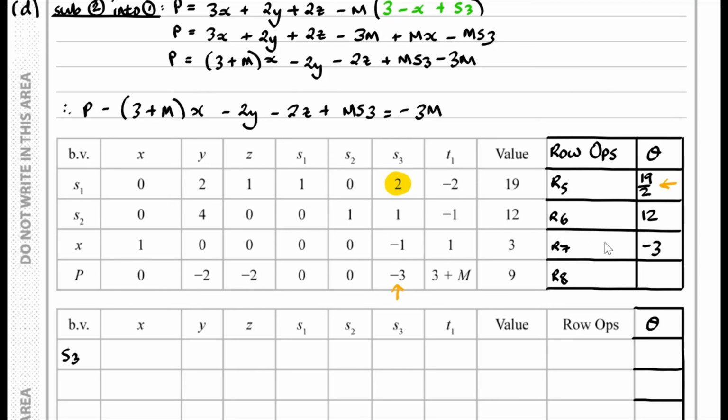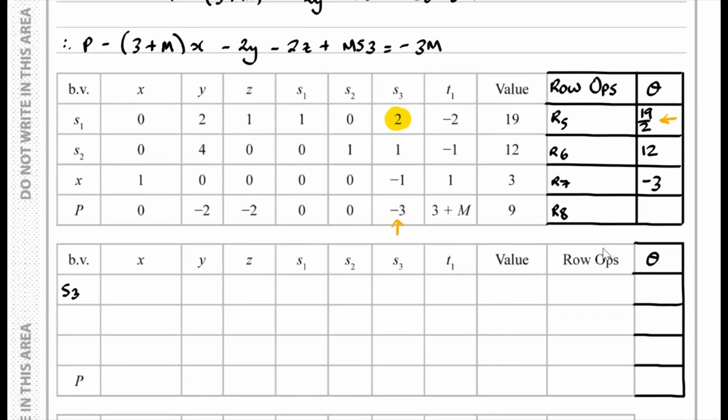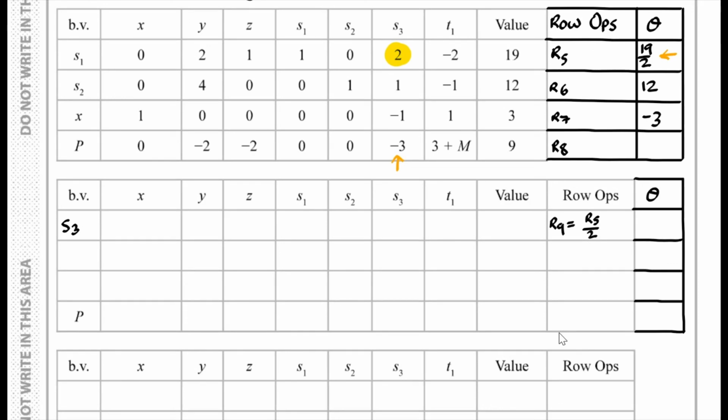And then the way we can work out this row number 9 is to divide row 5 by 2. So row 9 equals row 5 divided by 2. So we divide this row by 2, so we have 0 divided by 2, 2 divided by 2, 1 divided by 2, 1 divided by 2, 0 divided by 2, 2 divided by 2, minus 2 divided by 2, and 19 divided by 2.